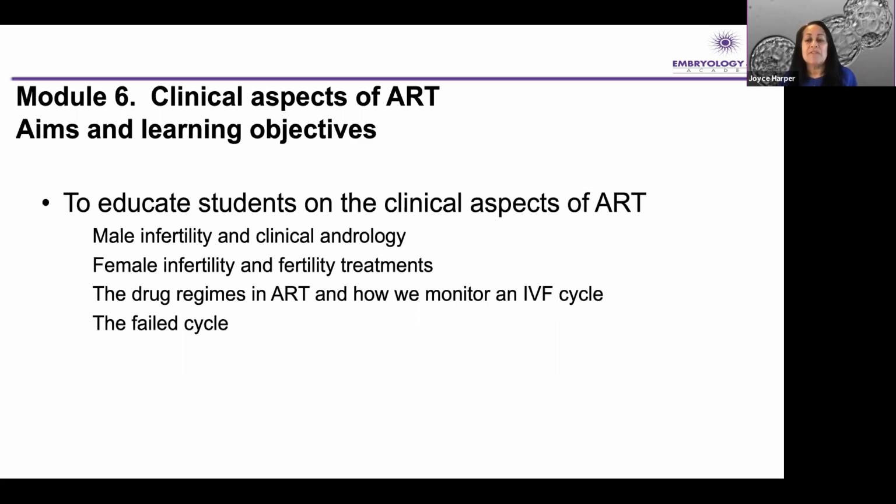Then we're going to talk about female infertility and fertility treatments, besides IVF and including IVF. And then two talks about the drug regimes: one giving the basic principles of the drug regimes in ART, and then how we actually monitor an IVF cycle. And we're finally going to finish with the very difficult situation of the failed cycle.